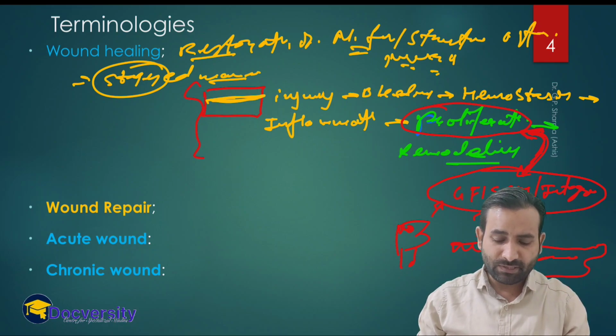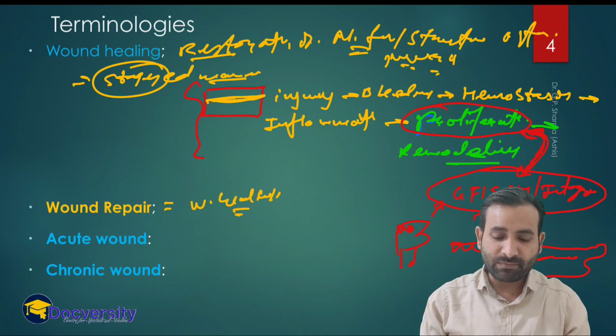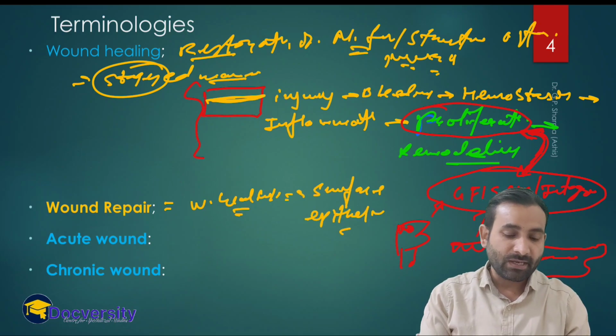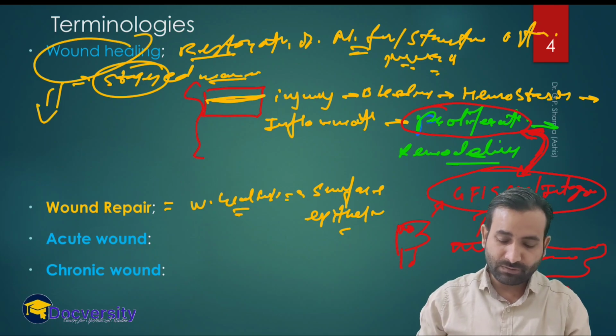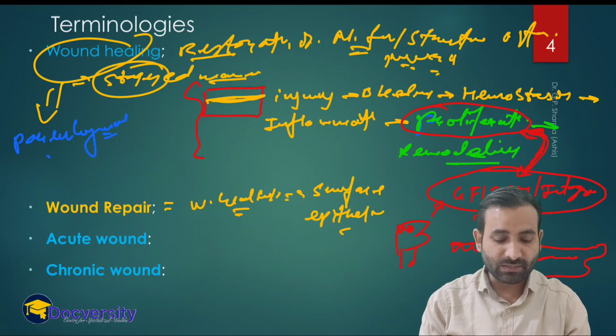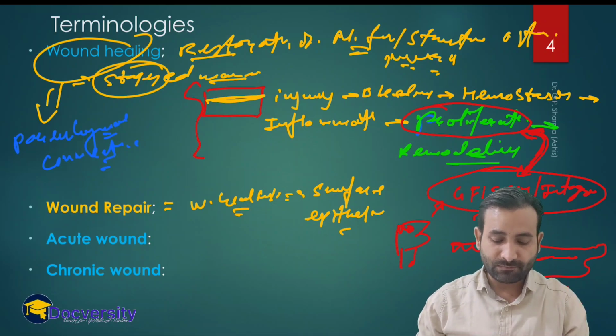What does wound repair mean? Wound repair is equal to wound healing. It is the same thing, right? But wound repair is the terminology we use for the surface epithelium, and wound healing is the terminology we use for the parenchymal tissues and then the connective tissues, right? Hope you understand. So wound repair is equal to wound healing.